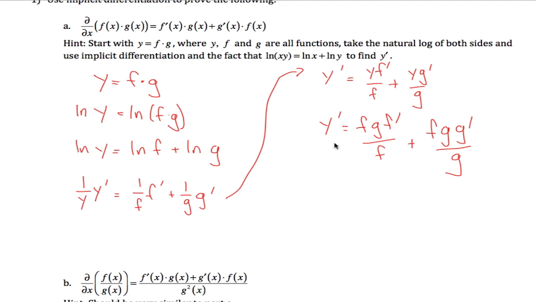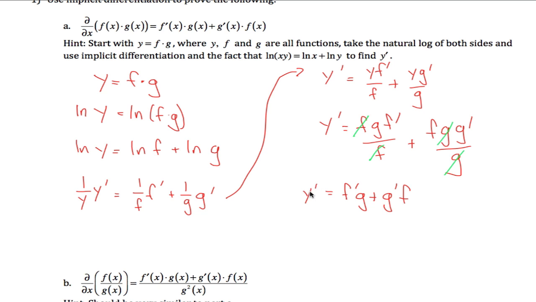And what happens now? Got an f up top and an f on the bottom. G up top, g on the bottom, those cancel out. And when all the dust settles, what you have is the product rule. We have on the right-hand side here, could rewrite as f prime g plus g prime f, which is exactly our product rule here.